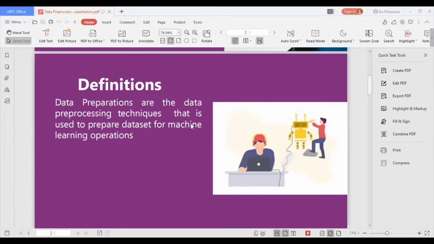In most machine learning problems, if you want to start a machine learning operation, any problem you want to solve, you might need to process your data set and make it suitable for the machine learning operation. Do you get that? Okay. So that is the definition of data preparation methods.